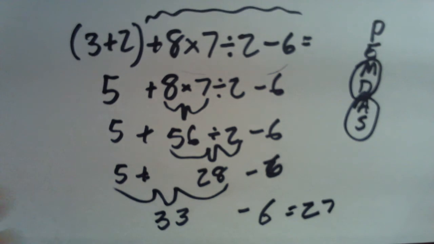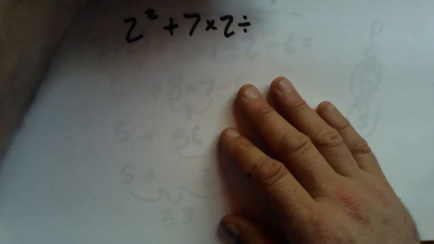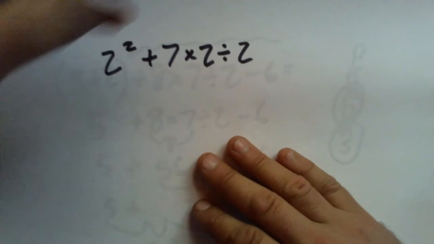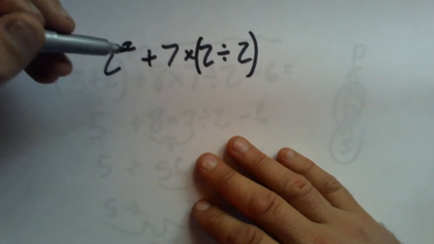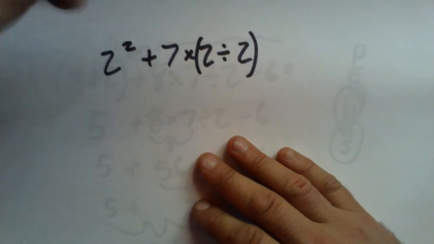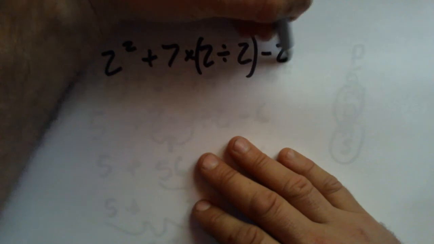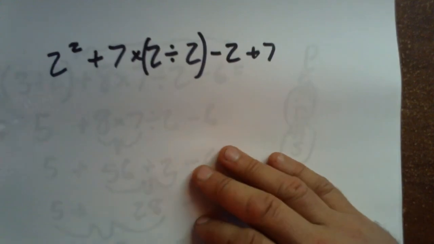So let's try another one. Let's try 2 squared plus 7 times, in parentheses, 2 divided by 2, minus 2 plus 7. Let's do all the rules: there's parentheses, there's exponent, multiply, divide, add, subtract. Okay, that looks pretty good for an example.